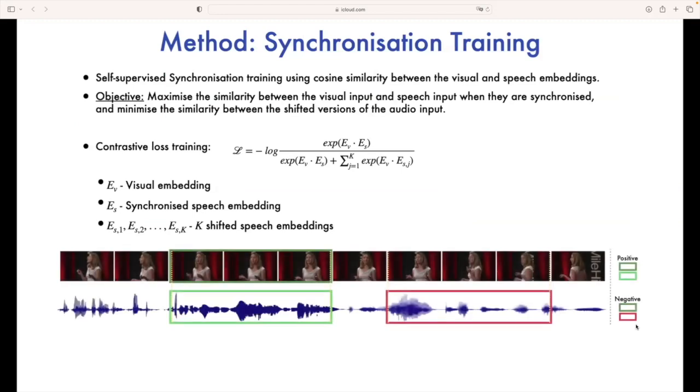So that was about the representation. Now coming to the loss function that we have used during training. So once we have extracted the embeddings, the visual and the speech embeddings, we use contrastive learning, and we do this using cosine similarity. So the objective here is to maximize this similarity between the synchronized versions of the audio and video. That is, for the positive pair, the similarity is always maximized. And for the negative pair, the similarity is minimized. That is, for all the shifted versions of the audio, we minimize the similarity. So in this way, we train our network using contrastive loss setup.